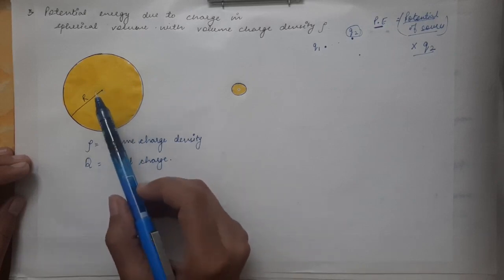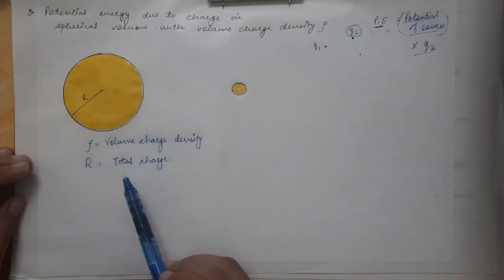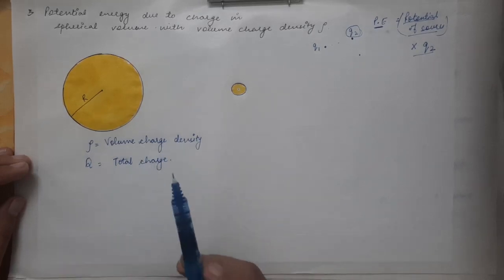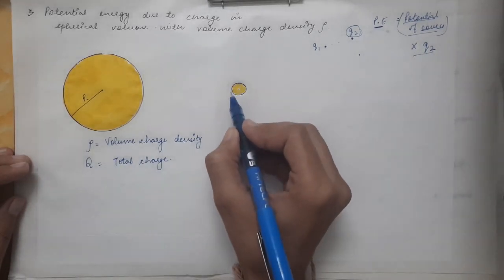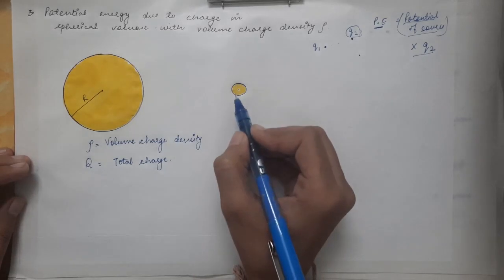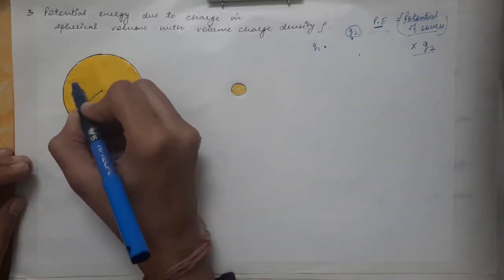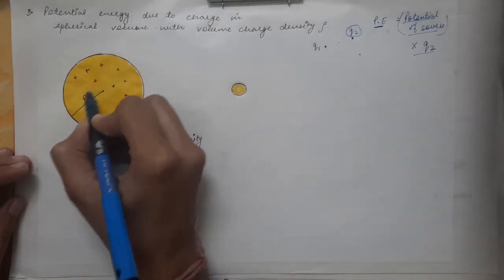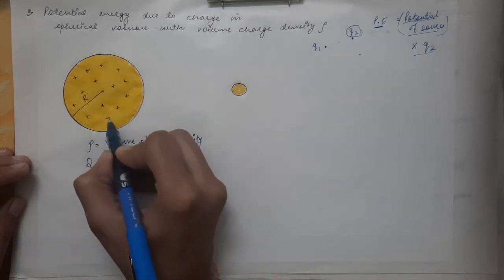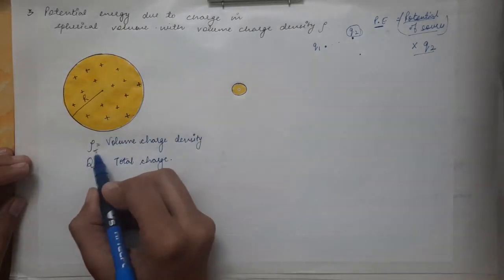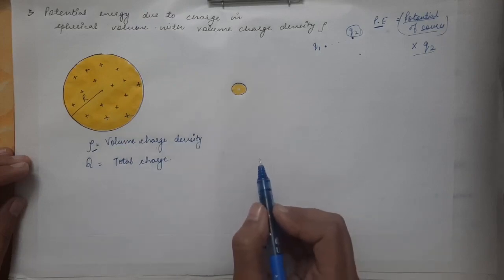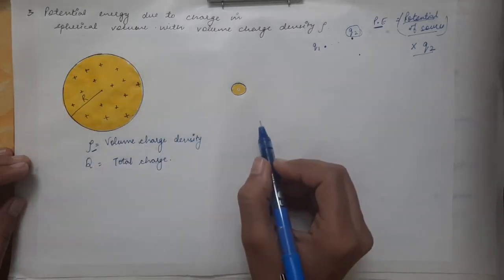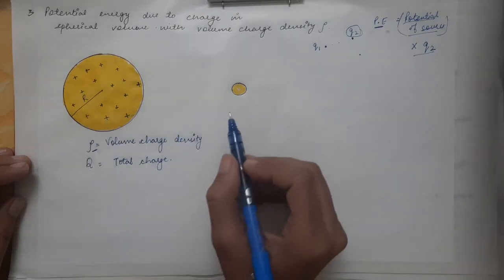Now this whole spherical charge distribution has total charge equal to capital Q, and rho is the volume charge density. Let's say you have a small sphere of certain charge, so how do you build up this whole charge? Let's say this whole sphere is made up of positive charge. Charge is distributed on the surface as well as inside the volume. That's why we have defined rho, which is the volume charge density. So charge is distributed all over the volume. Now we are going to find out what is the potential energy in this kind of system.